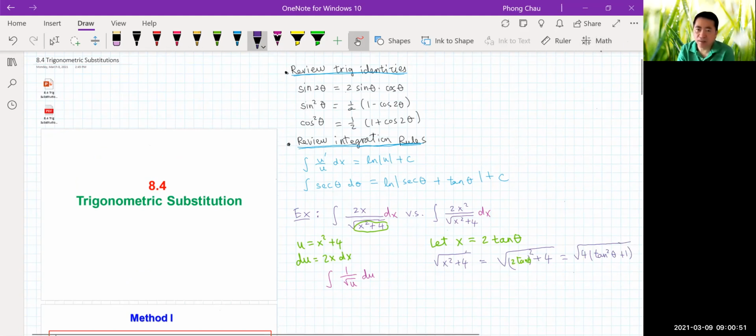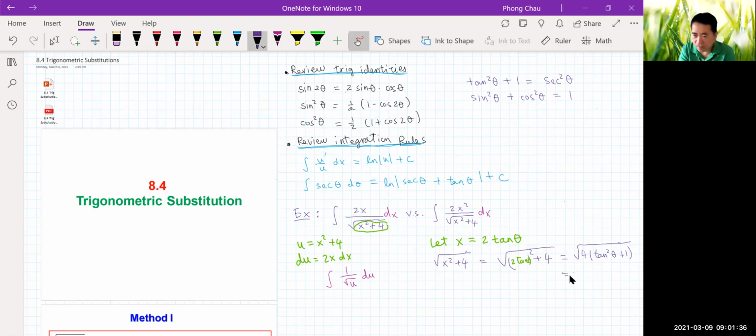Okay. Now, if you forget, these are the identities that you might want to recall. Tangent squared of theta plus 1 equals secant squared. Remember what else you have? Sine squared plus cosine squared is equal to 1. The one that we're using here is actually secant squared, right? Tangent squared plus 1 is secant squared.